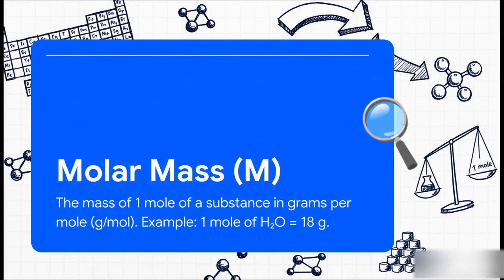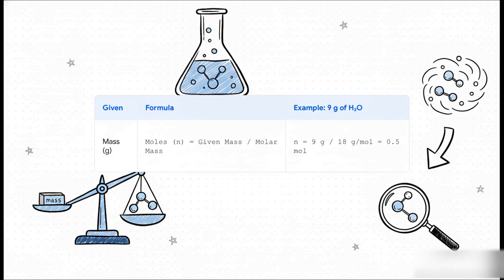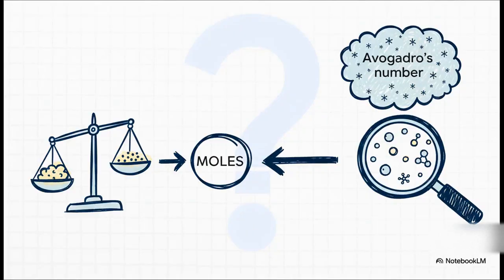See? Simple as that. Okay, so here's where the rubber meets the road, and trust me, you'll see questions like this on every exam. If you've got a certain mass of something, say 9 grams of water, you just divide that by its molar mass, so 9 divided by 18, that tells us we have exactly half a mole of water. Easy. All right, so we've successfully crossed the bridge from a mass we can weigh to the number of moles. Now, let's build our second bridge.